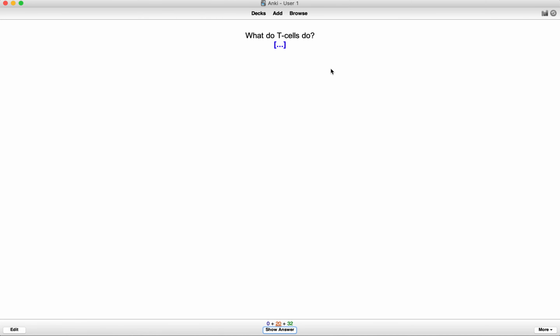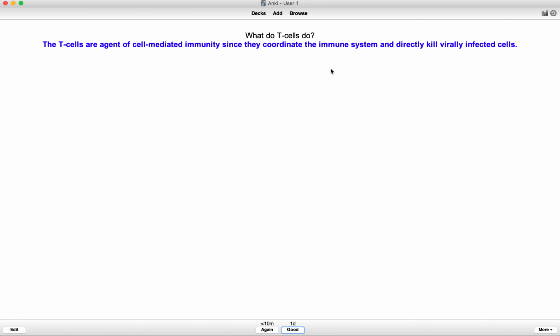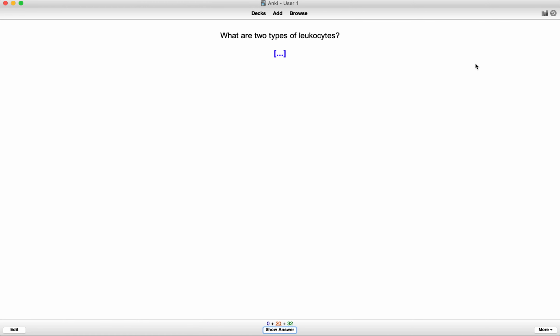T cells are involved in cell-mediated immunity, and they're responsible for killing virally infected cells. The two types of leukocytes are agranulocytes and granulocytes, depending on the granules found inside the cytoplasm.